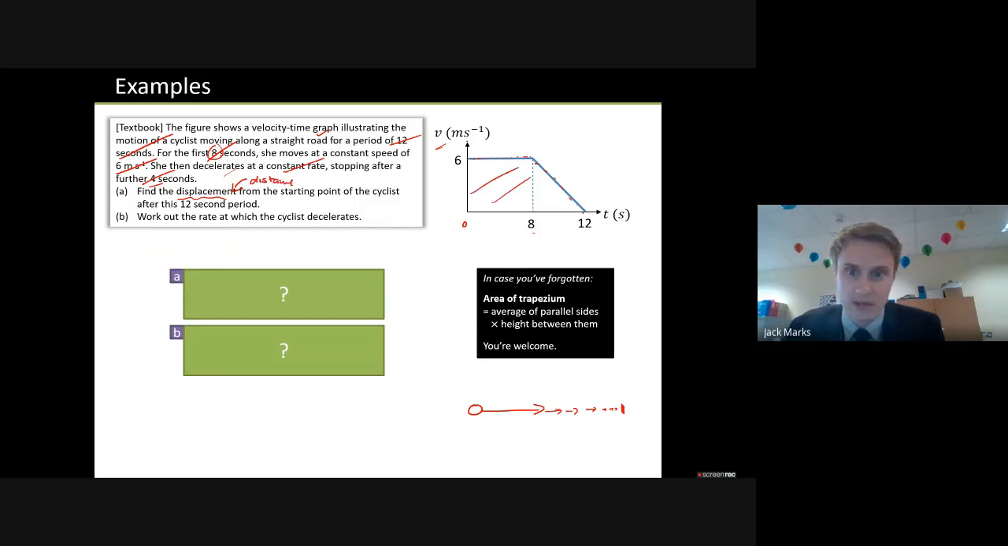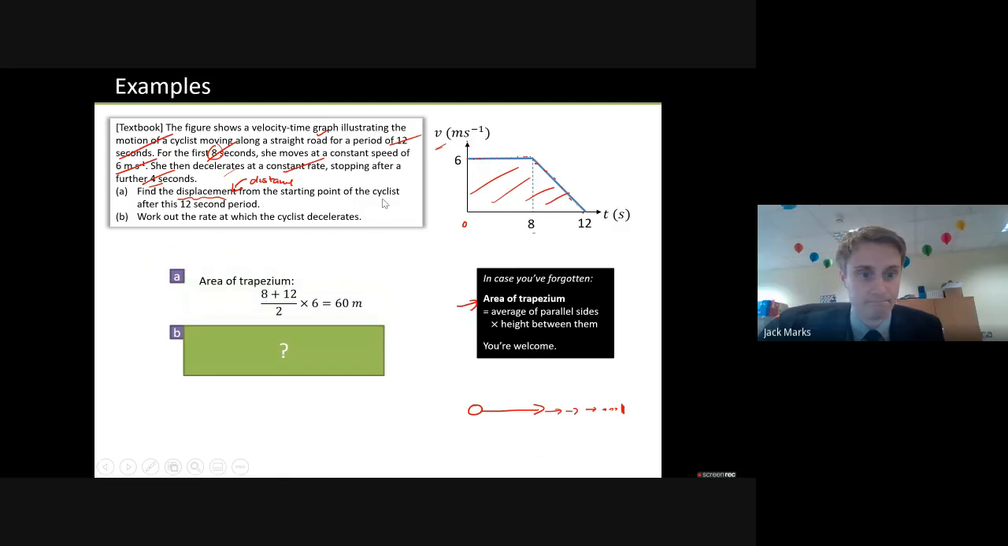So we want the area under the graph. 6 times 8 for your rectangle, 4 times 6 over 2. You could do it that way, or you could do the area of a trapezium, which is generally a bit faster. And you should be able to work that one out there. Work out the rate at which the cyclist decelerates. Well, rate is often something to do with time. The cyclist decelerates, so decelerates means the velocity is going down. So we're talking about this section here. They go down by 6 over 4 seconds.